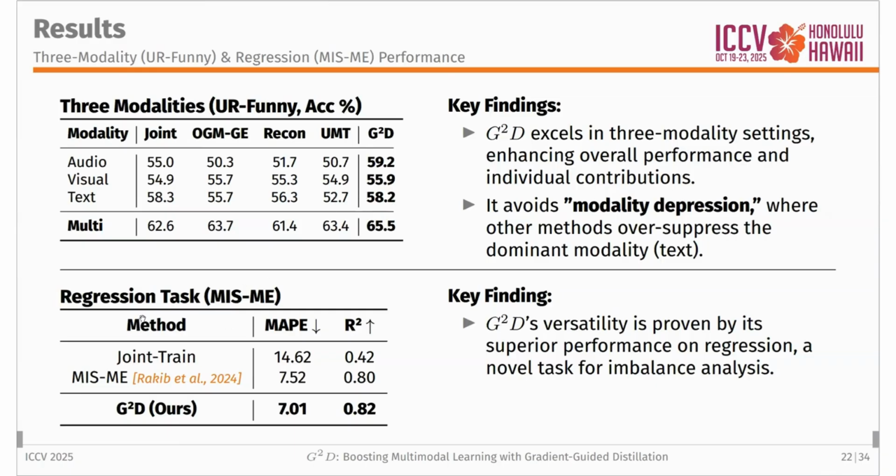Now we also evaluate it on our regression task on the MISME dataset, and we see that our method performs the best. We have the lowest MAPE, or mean absolute percentage error, and the highest R square.